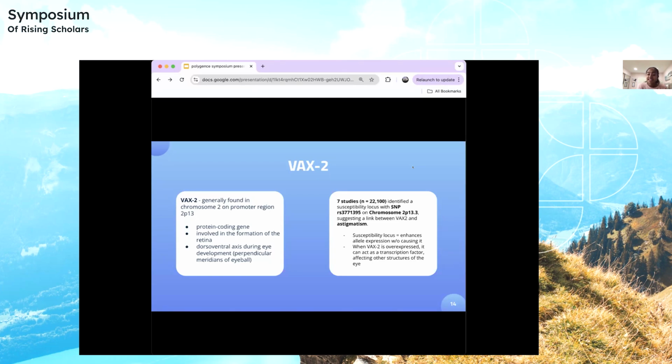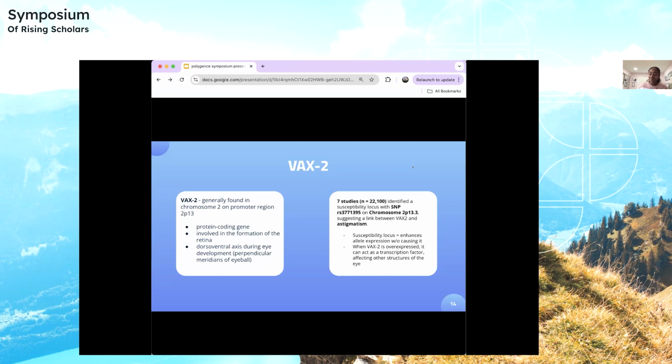And there were 7 studies that identified this thing called a susceptibility locus with the SNP on the chromosome 2p13. And this suggested a link between VAX2 and astigmatism. A susceptibility locus enhances an allele expression without exactly causing it. So when VAX2 is overexpressed, it can act as a transcription factor that affects the structures of the eye. So although VAX2 is not proved to cause corneal curvature being irregular or astigmatism, it could be something that enhances the effect of it.